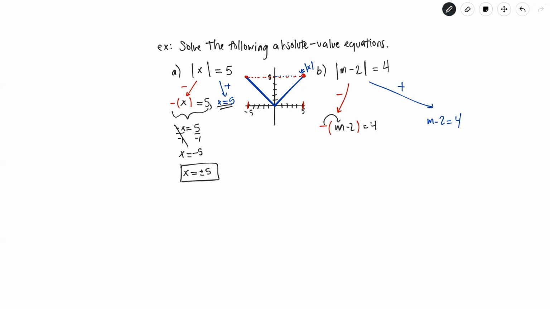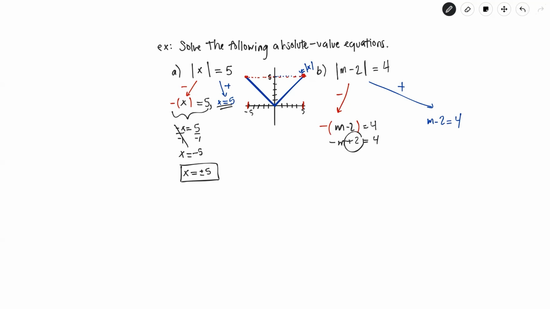So negative times m is of course just negative m. And negative times -2 is of course just +2. So we have negative m plus 2 on the left side and just that 4 on the right side. It hasn't changed, so it stays the same. I'm still trying to get m by itself on the left side of the equal sign though, and I see that I need to get rid of that 2, and I need to get rid of that negative. Of course, we'll get rid of the 2 first.